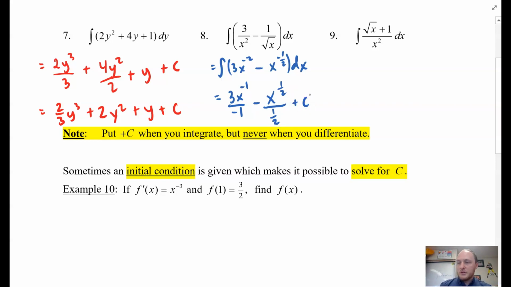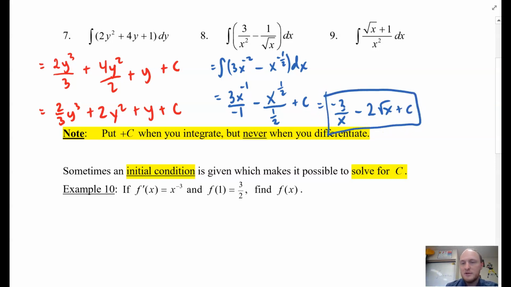So what I want to do is I want to go ahead and simplify this. So this is negative 3x to the negative 1st. And actually, we really don't like the negatives, but I'm going to write it as 3 over x, right? That's over x to the 1st, okay? Minus 2 square root of x plus c. So this would be the simplified form, okay?